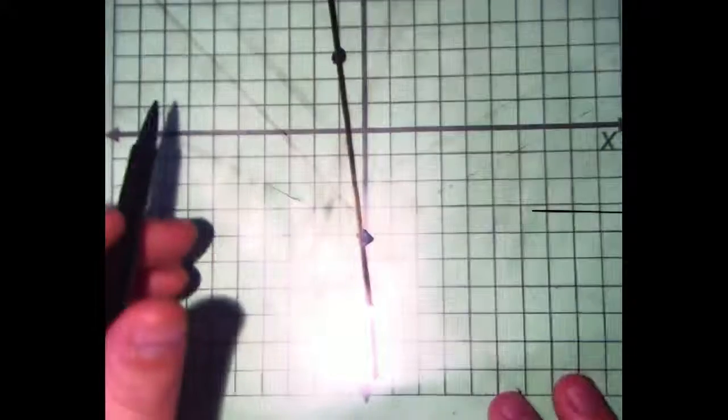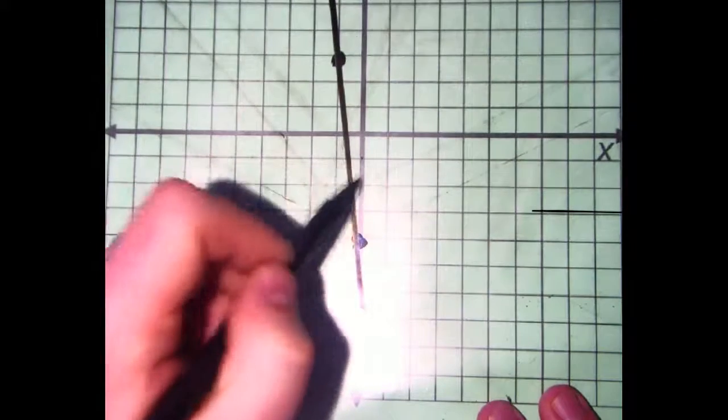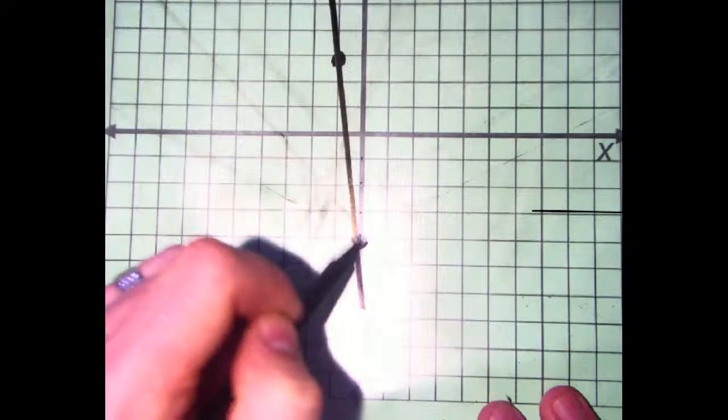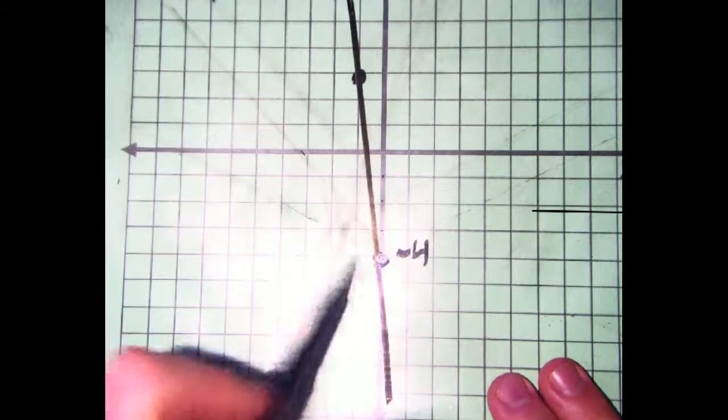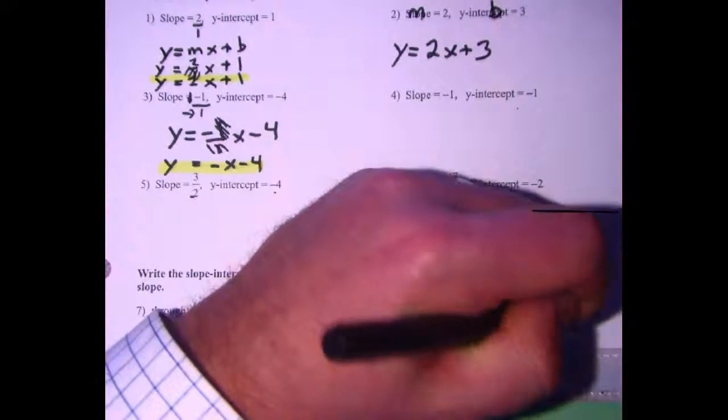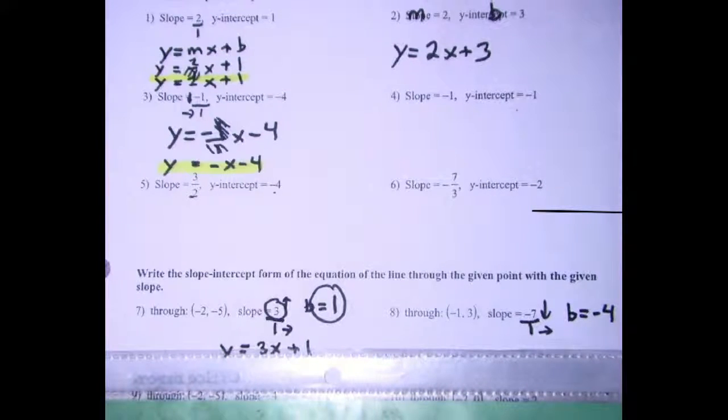So what's the y-intercept of this particular line? So where does it cross? 1, 2, 3, 4, right here, right? So that's -4. Y-intercept is -4. So from our starting point, went down 7, right 1, I was able to get -4. So back to here, we know that our y-intercept is -4. What's the equation if we have the slope of -7, the y-intercept of -4?